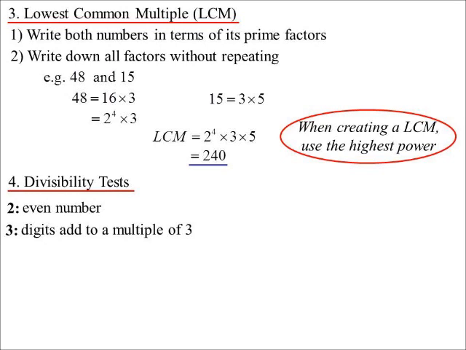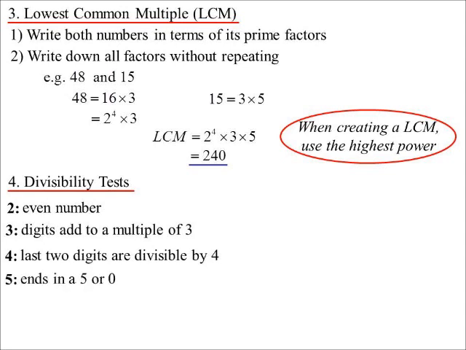So the last two digits are divisible by 4. Okay, 5, get in quick. Gotta end in a 5 or a 0. 6. You know the answer, it's already there on the screen. The digits gotta add to be a multiple of 3, but it's gotta be an even number. So it's divisible by both 2 and 3. Then it's gotta be divisible by 6.